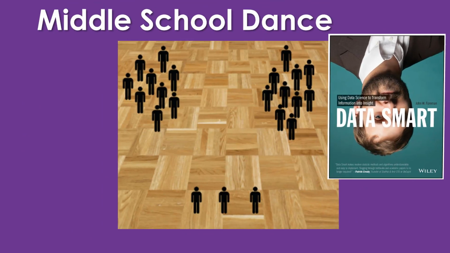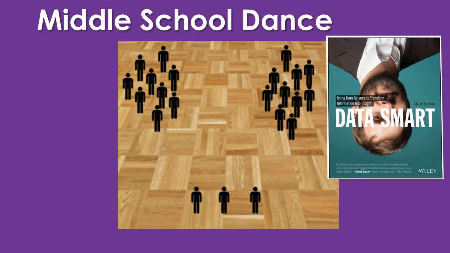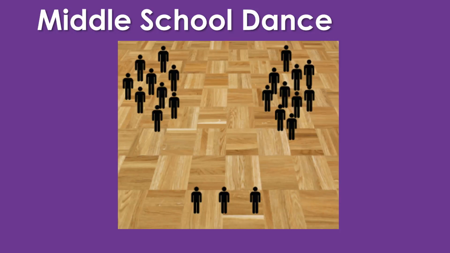I'm going to use an example I got from a great book, Data Smart by John Foreman, and it's about a middle school dance. I think we can all remember those dances in which kids filed into the gymnasium and then separated into groups, usually boys on one side, girls on one side, and the counselors and the monitors and the teachers on the other side. So that's a simplistic model, but we can use it to help us learn about k-means cluster analysis.